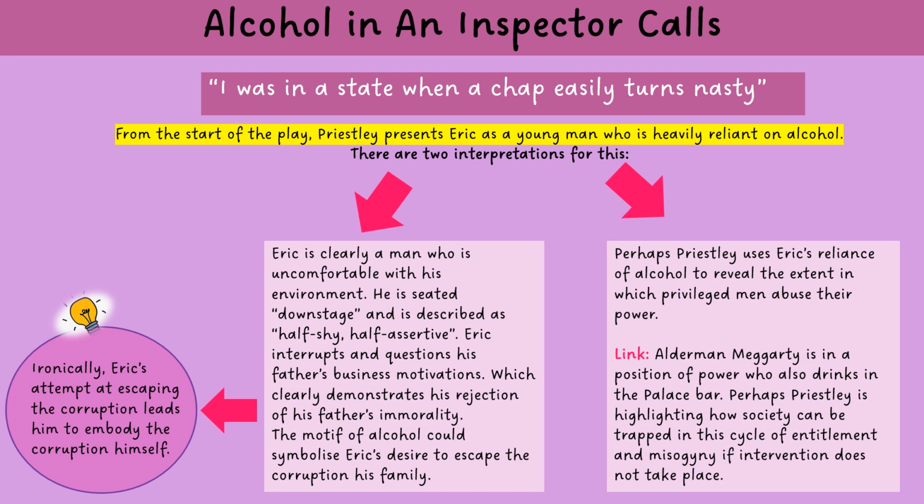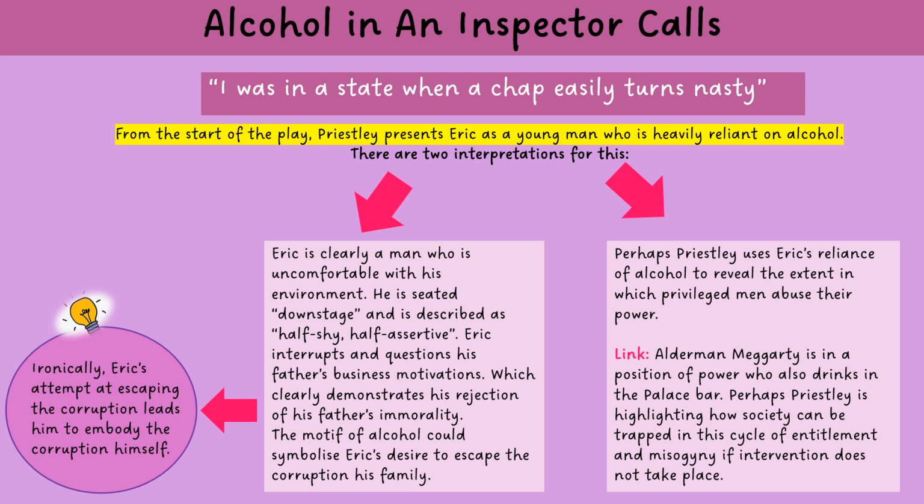So Eric is clearly a man who is uncomfortable with his environment. In the stage directions, he's described as being seated downstage, so he's away from his family. He's this idea of the odd one out. He's also described as being half shy, half assertive. His character has not fully materialised, not fully formed. His attitudes have not become stagnant like his father and mother's.